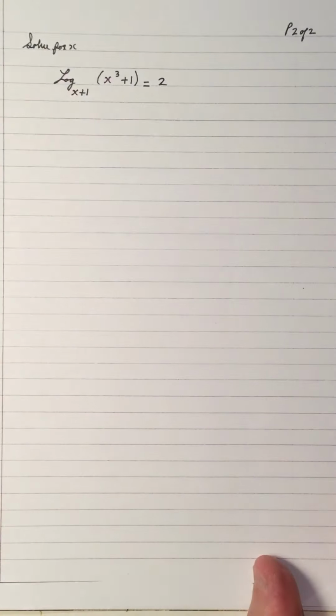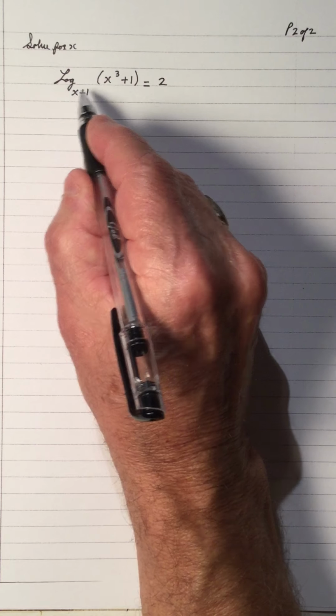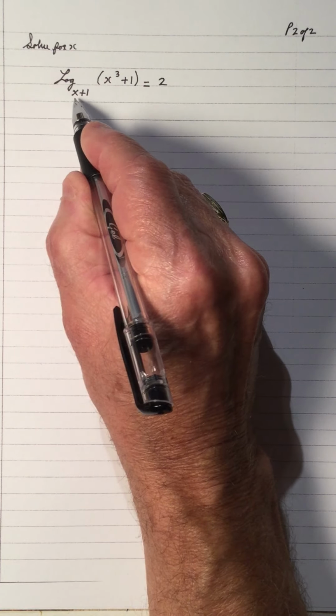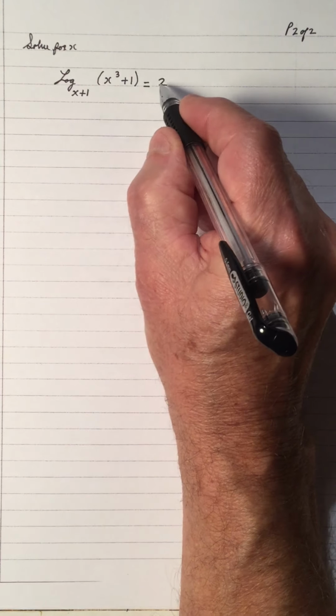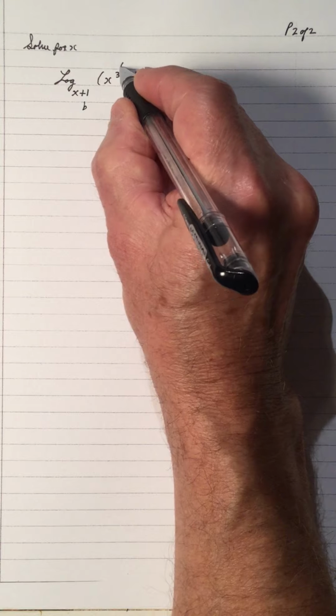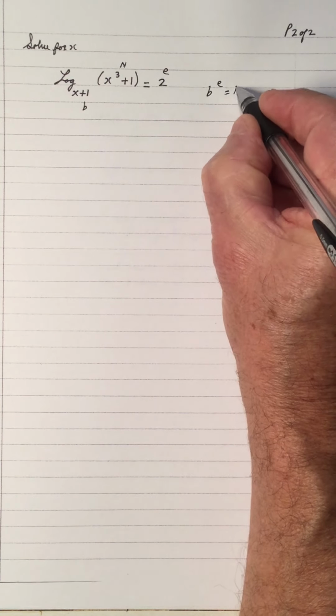Extra 2. I just wanted to do an extra problem, and this problem is a good one to help you use your math skills. Solve for x. We have a log equation: log of x cubed plus 1, when the base is x plus 1, equals 2. So this is the base, this is the exponent, and this is the number. So we go base, exponent, number.